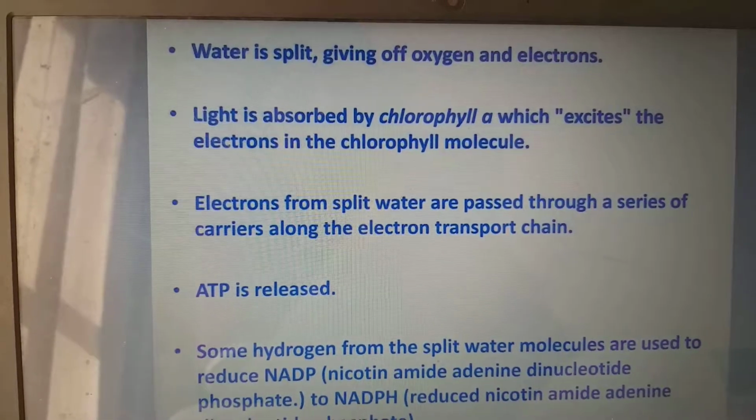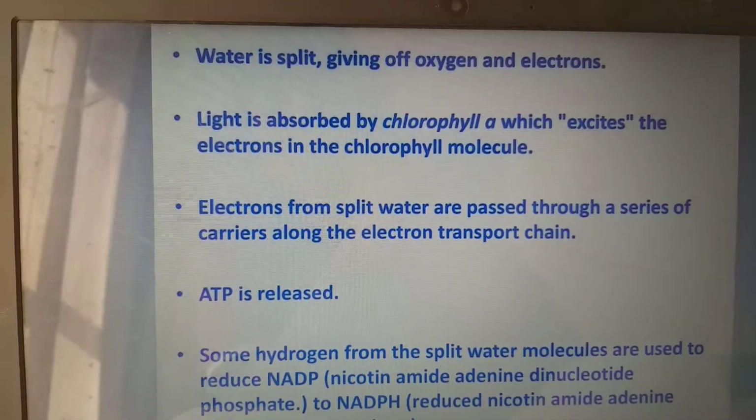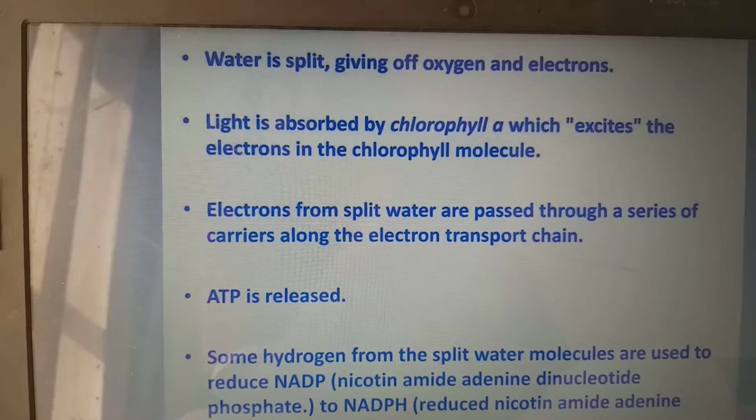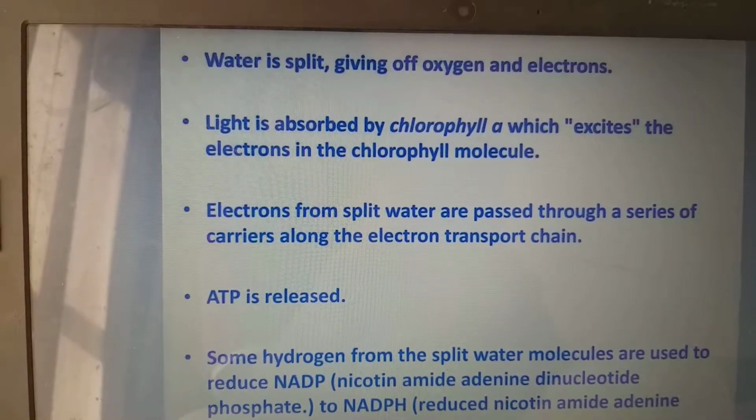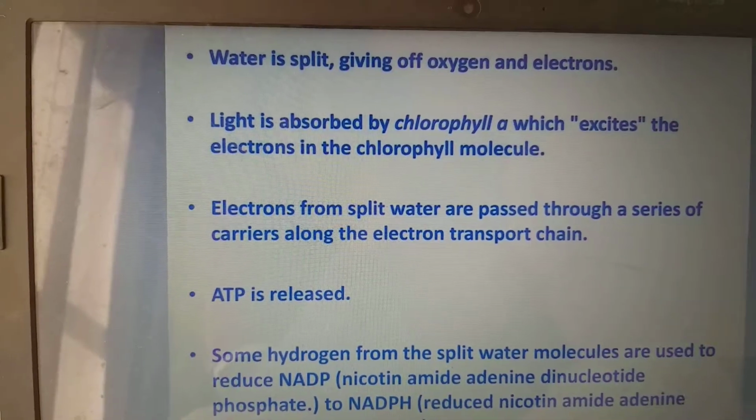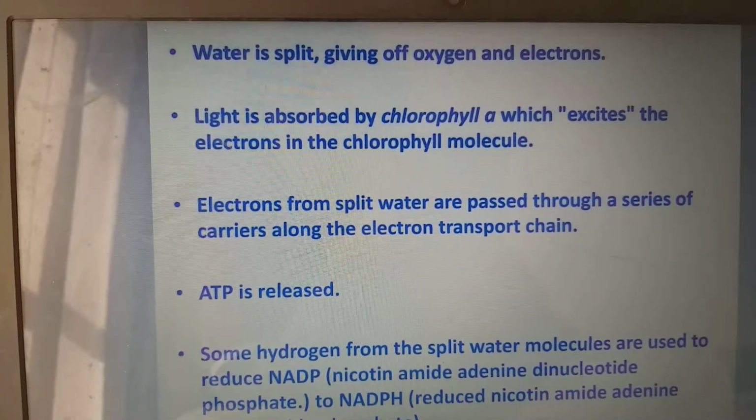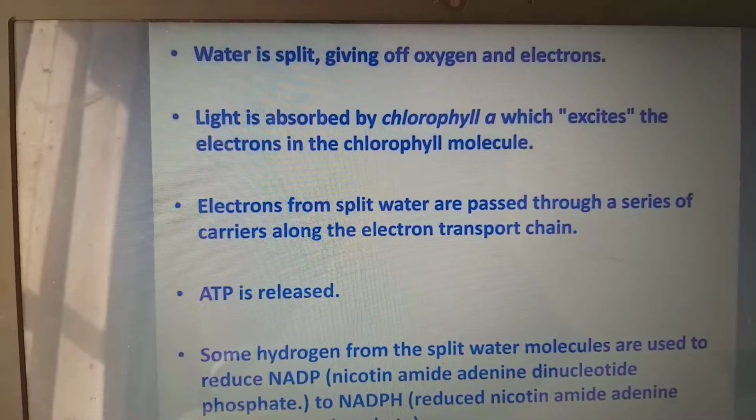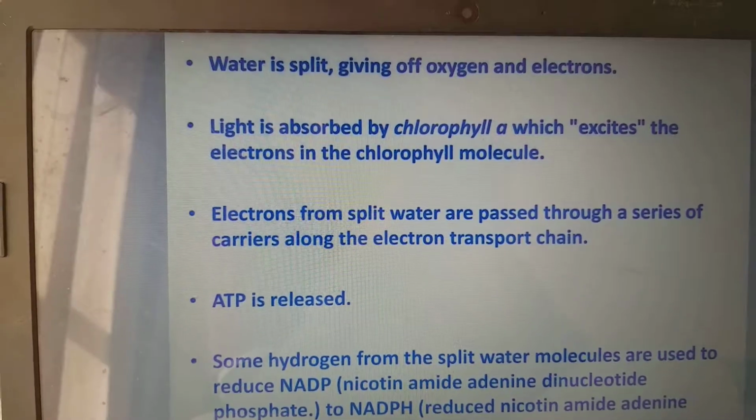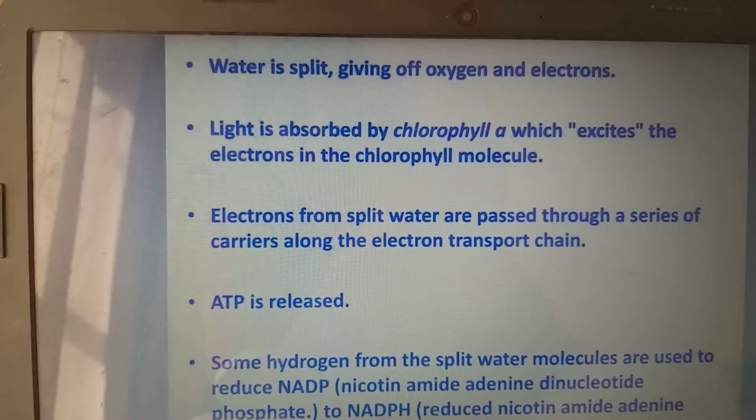So water is split. Who will be the electron donor? Nothing but the water. The water is split, giving off oxygen and electrons. The light is absorbed by chlorophyll A, which excites the electrons in the chlorophyll molecule.